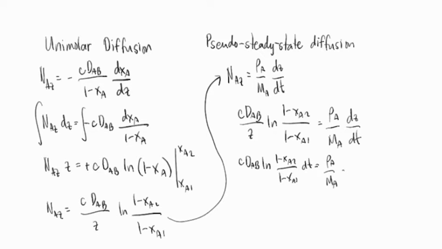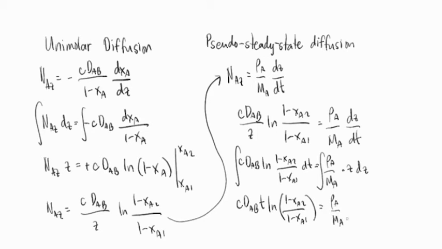by z dz. Integrating a second time, we now have C D_AB multiplied by time multiplied by ln of (1 minus x_A2) over (1 minus x_A1) is equal to rho_A over M_A, which is simply a constant, and then the integral of z dz is equal to z squared over 2. We will be integrating this with our limits from z1 to z2, wherein z1 is our liquid level at time equal to 0, and z2 is our liquid level at time equal to t. Okay, let me first erase this part about unimolar diffusion.